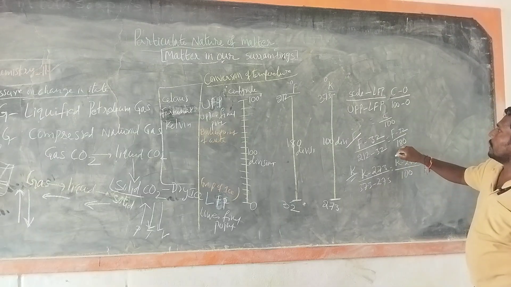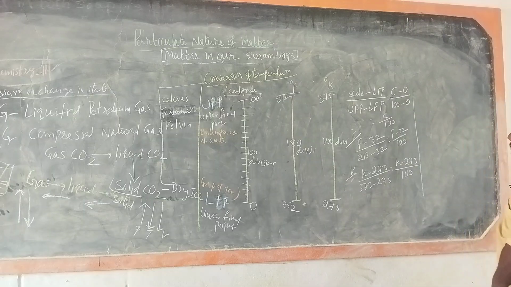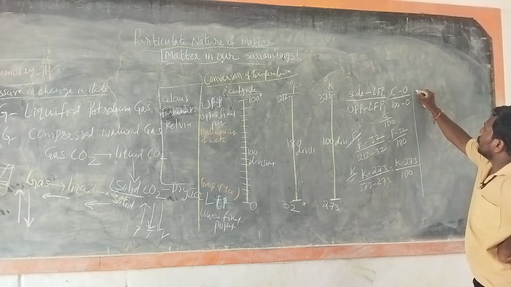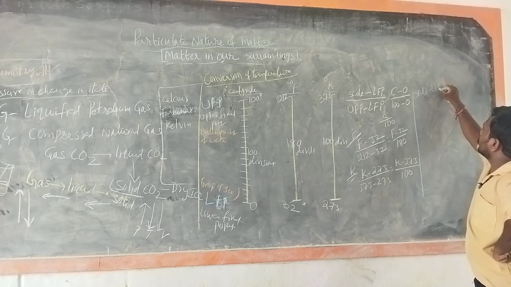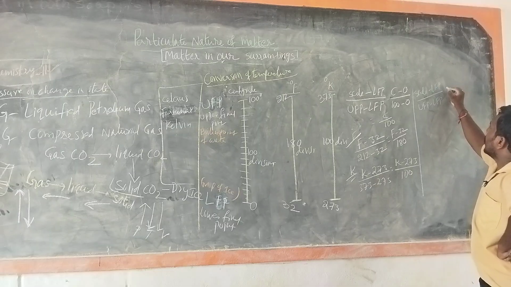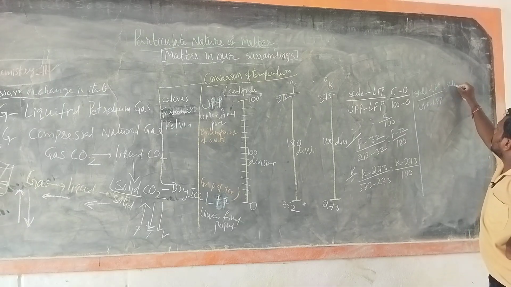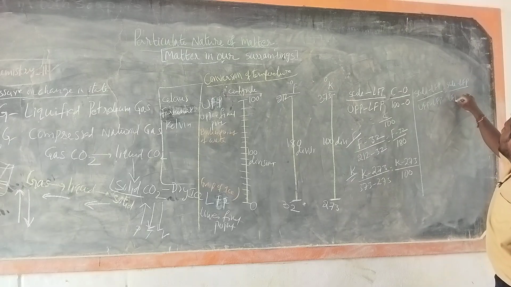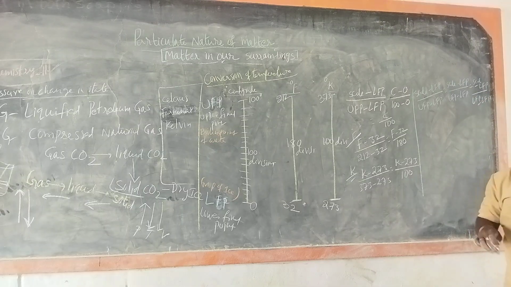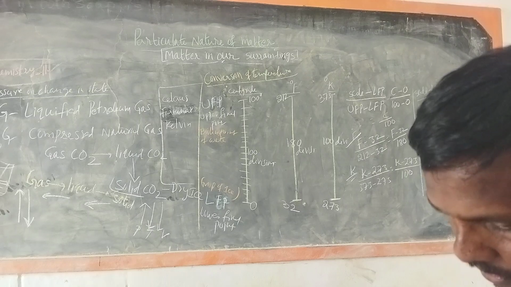So now let us find the relation between degree Celsius, Fahrenheit, and Kelvin. To know this, we need to take scale minus lower fixed point by upper fixed point minus lower fixed point. So for each one we know.